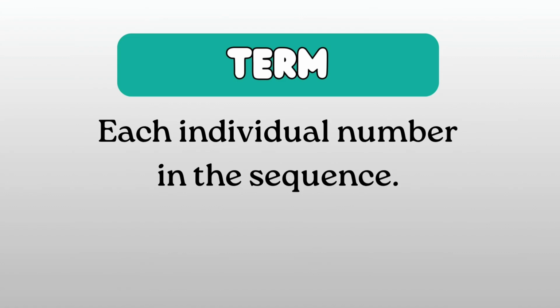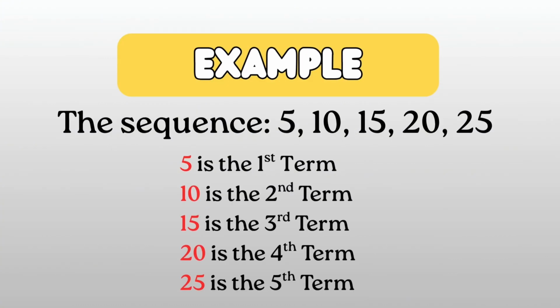Speaking of term, what does that mean? A term is simply each individual number in the sequence. In the sequence 5, 10, 15, 20, 25, the number 5 is our first term, 10 is our second term, and so on, all the way to 25 being our fifth term.